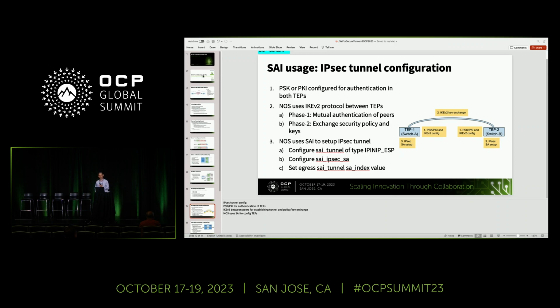So the NOS uses SAI to make this configuration. It sets up a SAI tunnel of one of the 3 IPsec types. In this example, I'm saying IP-in-IP ESP, which is the IPsec tunnel. It configures at least 2 security associations, one for the egress, one for the ingress. And for the egress security association, it attaches that to the tunnel so that the tunnel can dictate what encryption is done for an outgoing packet.